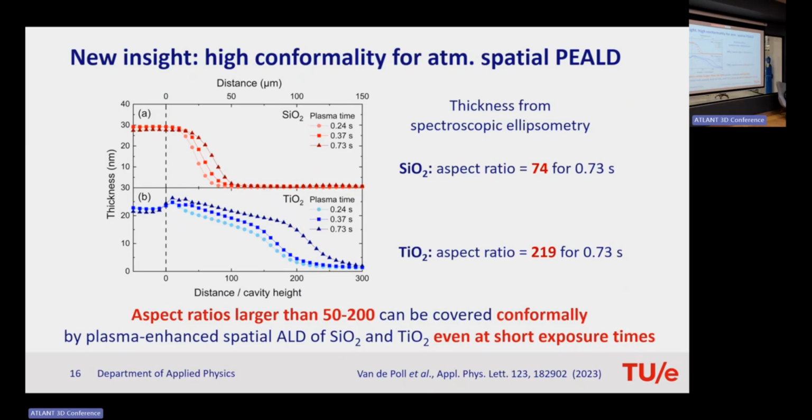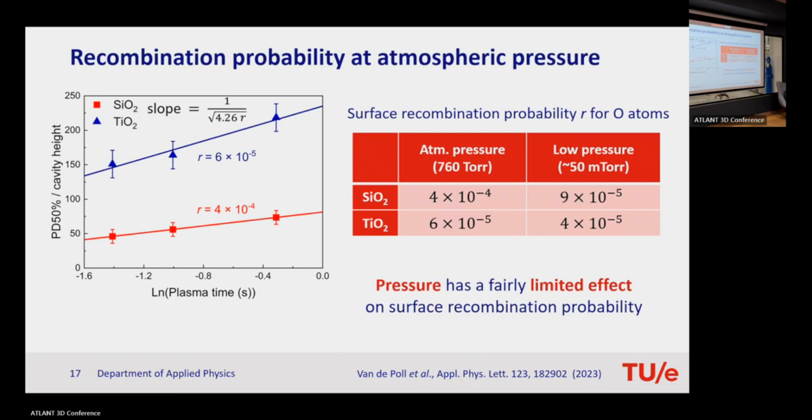So that proves that spatial ALD can also be conformal, even plasma enhanced spatial ALD, and even atmospheric plasma enhanced spatial ALD. So I think that is a very important result that should stimulate more applications of this method. And we're even able to get some physical parameters out of this. This is the surface recombination probability for oxygen atoms, and we could extract these numbers. And what we found is that they are not very pressure dependent. I think that's also very interesting to know, because that means that we can use these numbers pretty well in simulations irrespective of the pressure that you use.